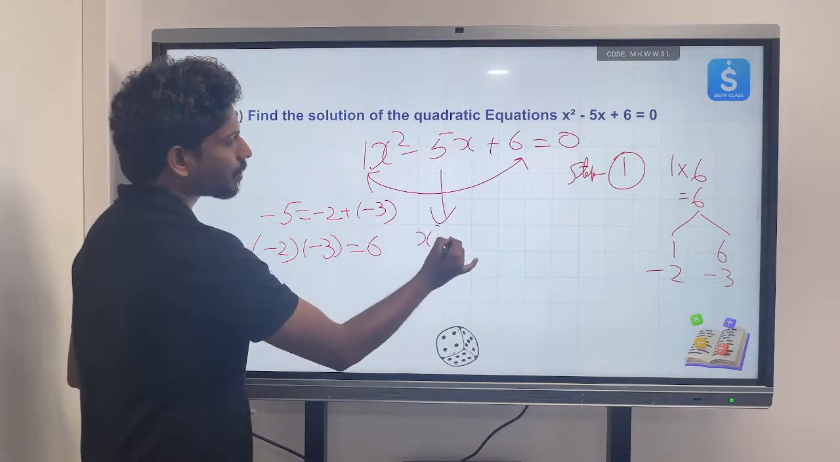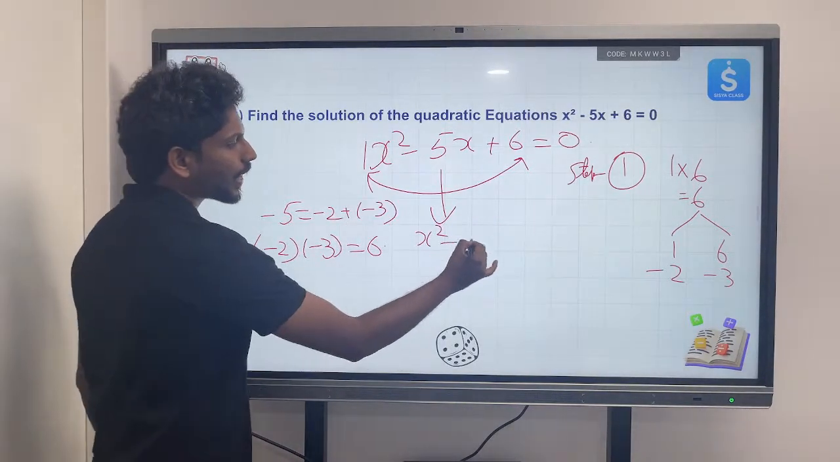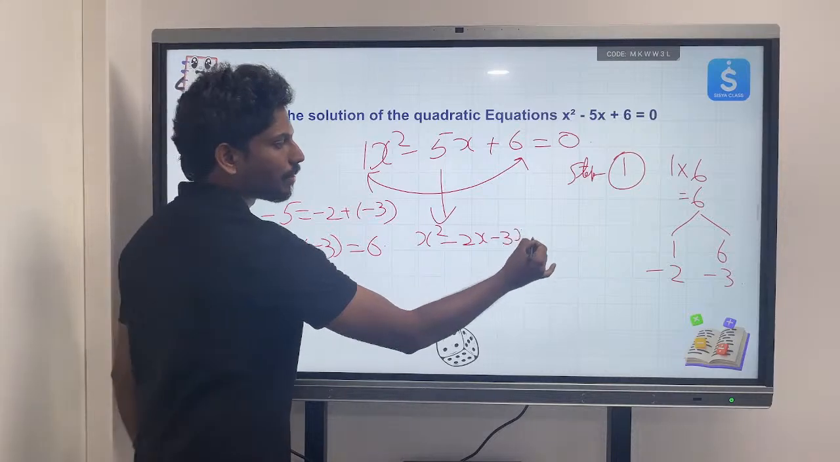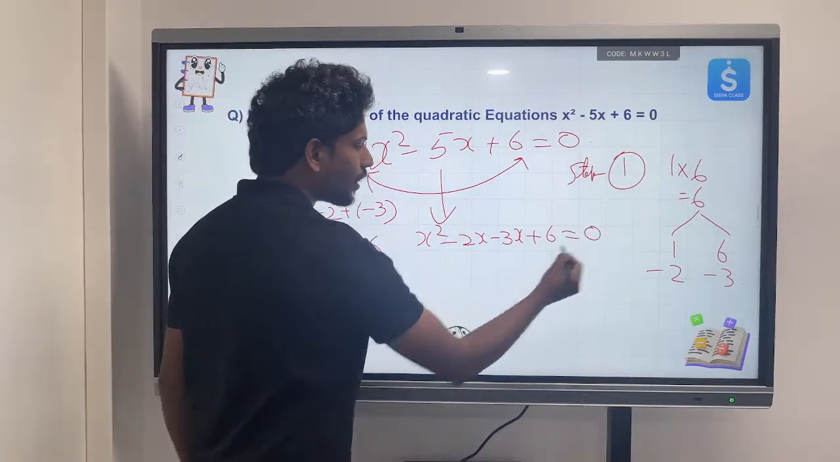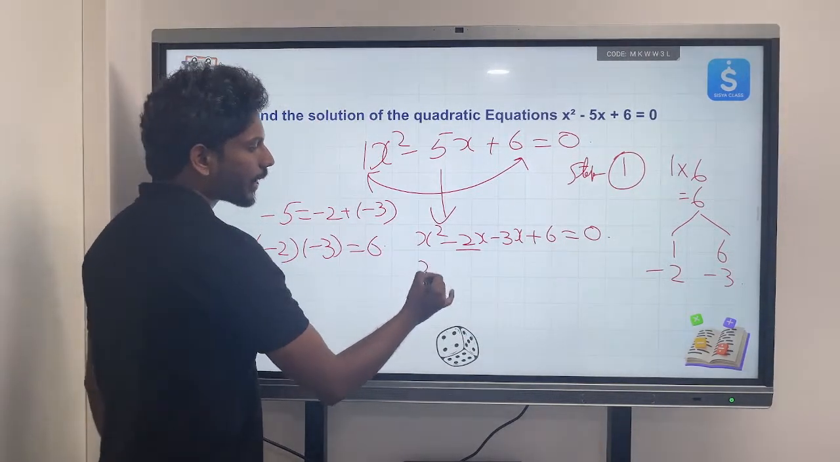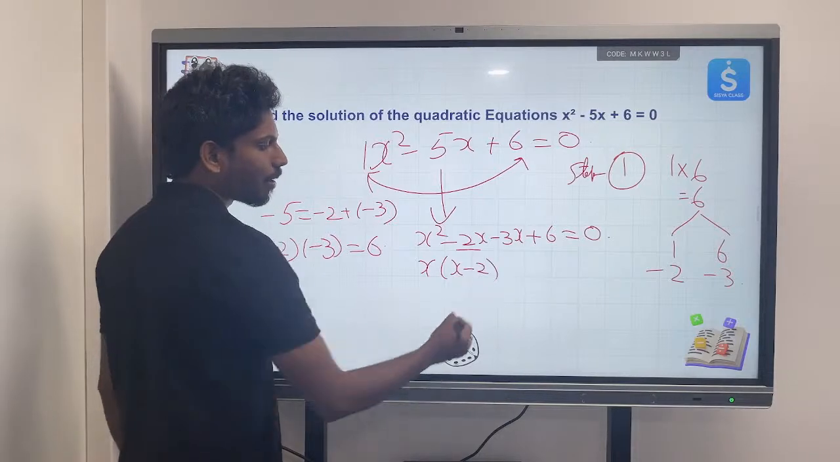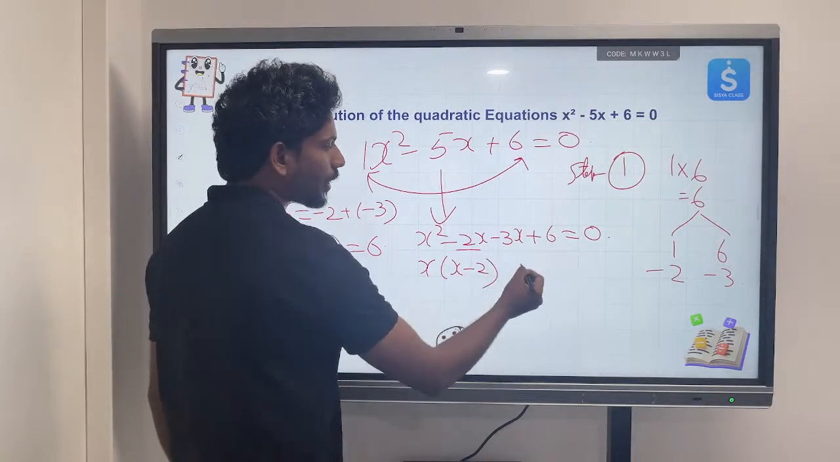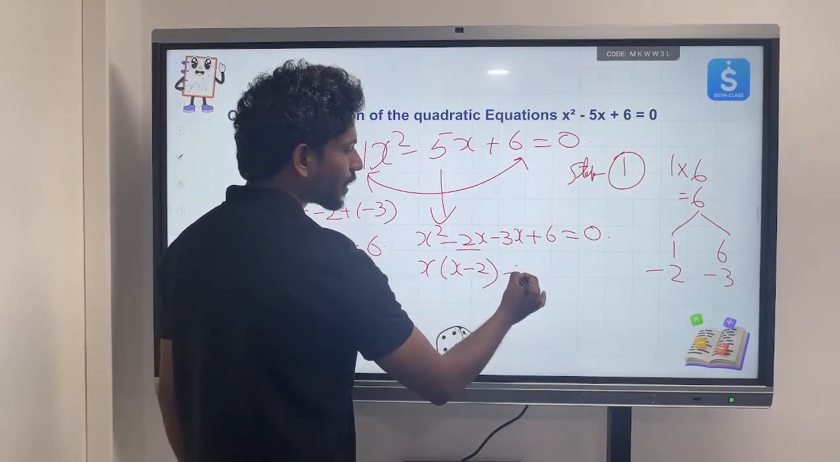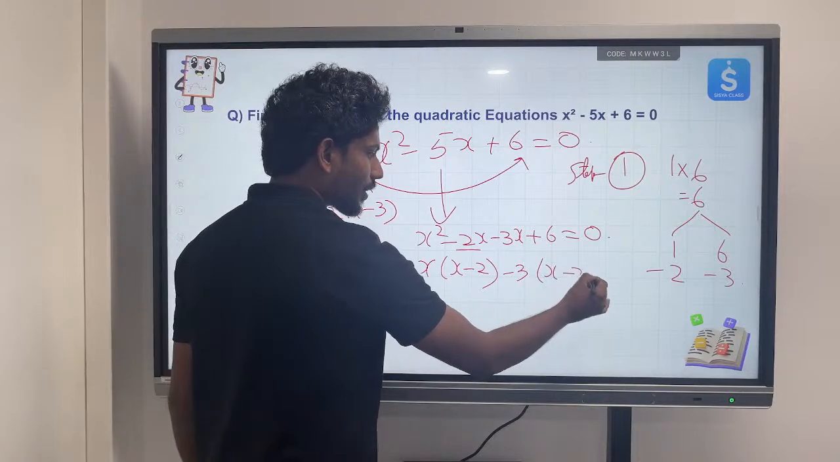Now x square minus 5x, I can split it as minus 2x minus 3x plus 6 equals to 0. Now what can I take common? You can take x common. If you take x common, and what can you take common in these two? You can take minus 3 common. So this is x minus 2.